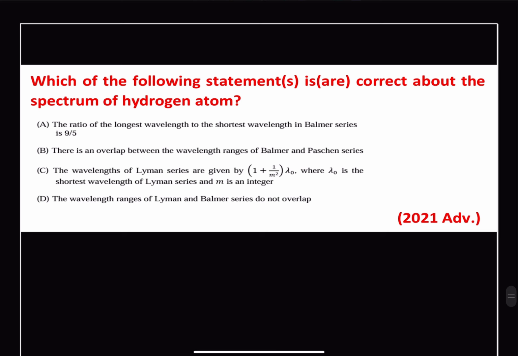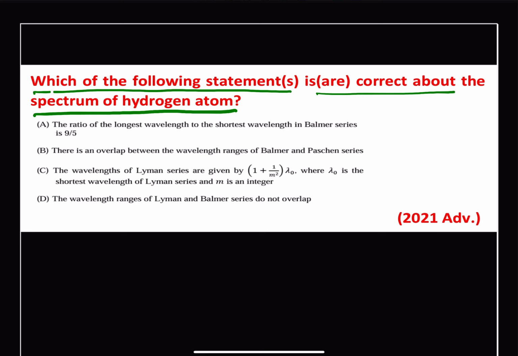Next question. It says, which of the following statements is or are correct about the spectrum of hydrogen atom? So basically it is about three series: Balmer series, Paschen series, and Lyman series. Okay. So first of all, we are going to find out the ratio of the longest wavelength to the shortest for Balmer series. Okay.